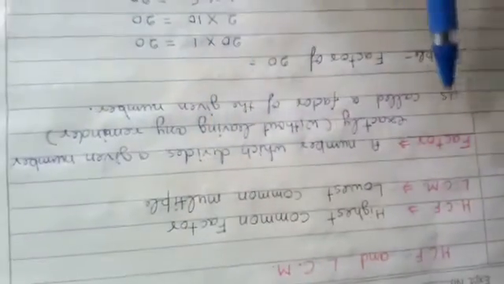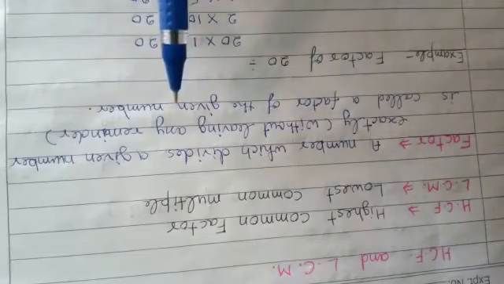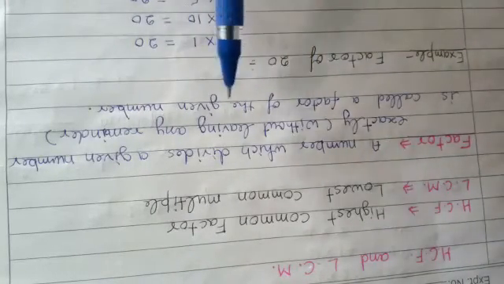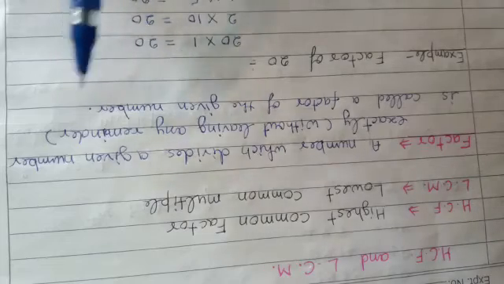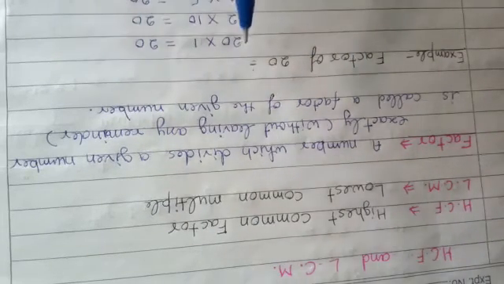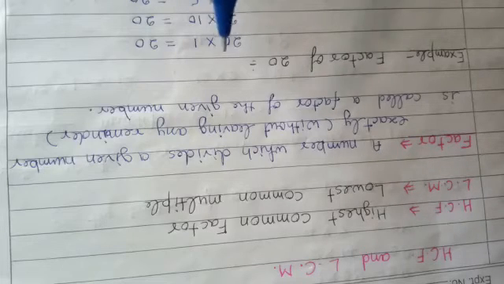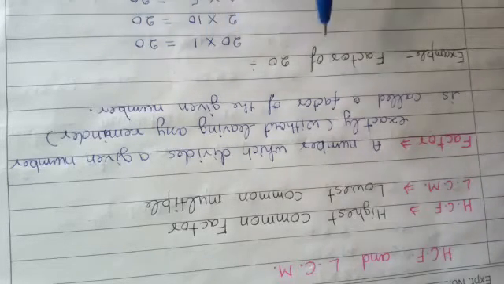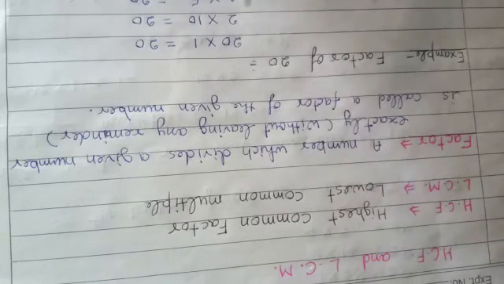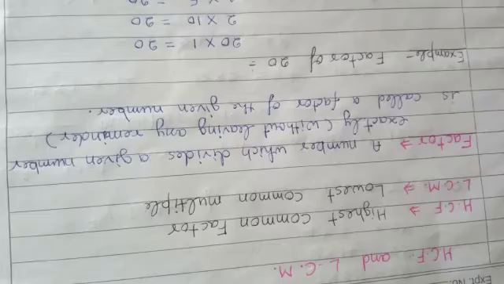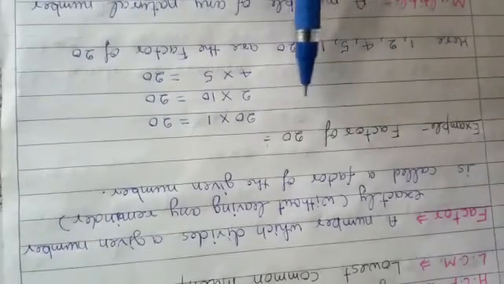A factor is a number which divides a given number exactly without leaving any remainder. It means when we divide a number by the given number, it divides totally, not leaving any remainder. For example, first, the factors of 20.